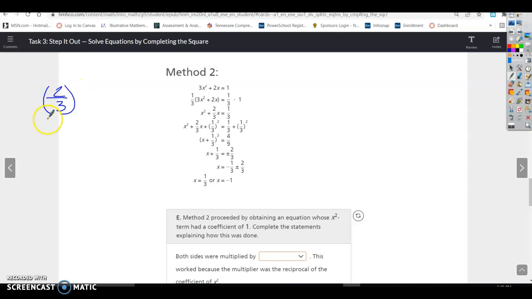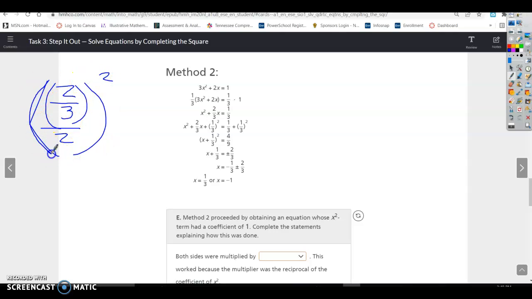Remember, we're going to take it, we're going to half it, and then we're going to square the whole thing. All right, don't know why my parentheses went wild there. Let me start over. All right, so I've got 2/3. I'm going to half that, and then I'm going to square it.